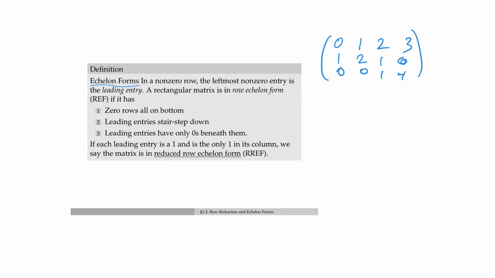In a non-zero row, all three of these are non-zero rows. The leftmost non-zero entry is the leading entry. So in the first row, that's the leading entry. In the second row, that is the leading entry. And in the third row, that is the leading entry. Now, we want these leading entries to be situated in a very particular way.